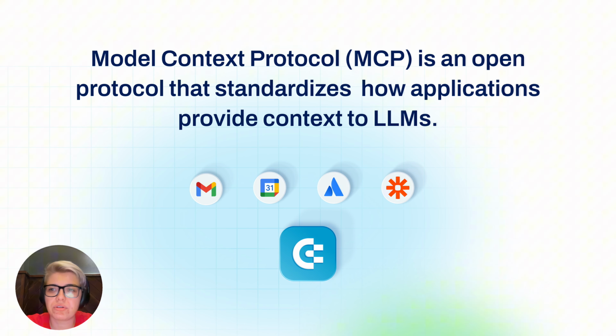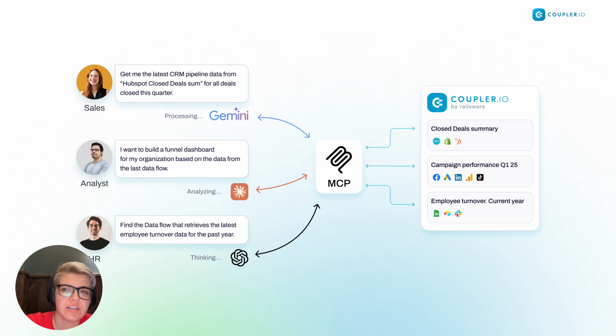MCP stands for Model Context Protocol. It's Anthropic's new way for AI to connect with external tools. You've got servers for Gmail, Google Calendar, Atlassian, Zapier, and now Coupler joins that ecosystem. But here's the difference. Instead of just reading emails or scheduling meetings, Claude can analyze your actual performance data. No more context switching, no more manual data pulls.